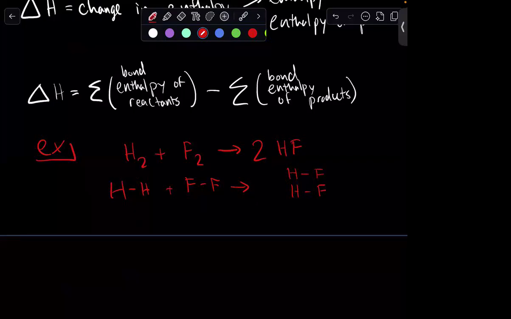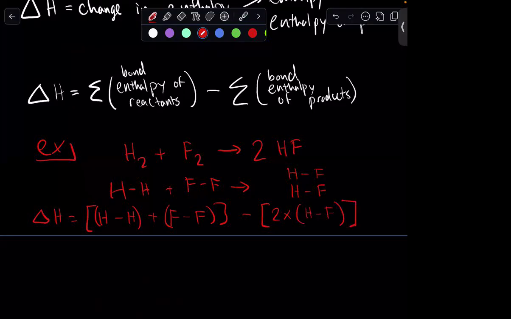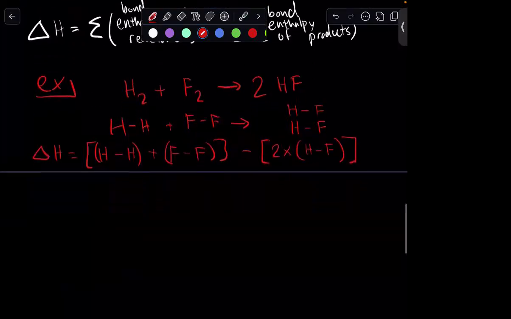We can look up these values in section 12 of our data booklet. But what I'm going to actually do is try and set up our equation first. So I will do the sum of the H bonds plus the F bonds minus 2 times the HF bond. Here is my setup for my reaction.